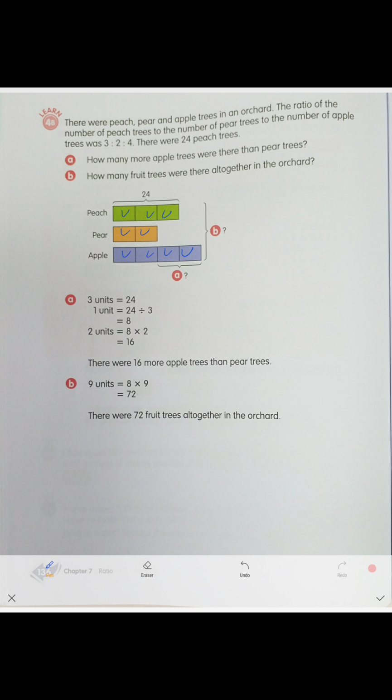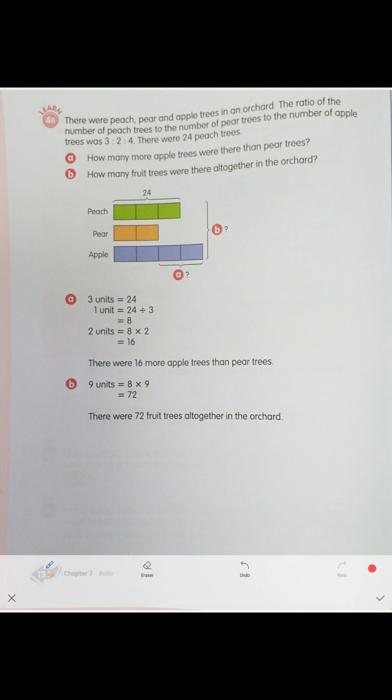Okay, and we know that there was 24 peach trees, so we know this amount. Very simple, right? With the model drawing, we already know how to do it. We find our 1 unit. 1 unit is 8, right? And we can find everything.